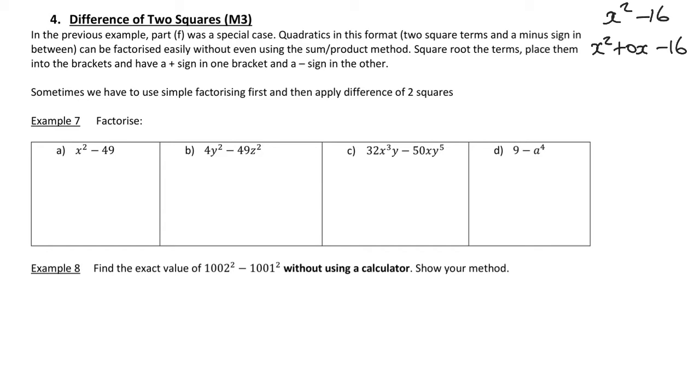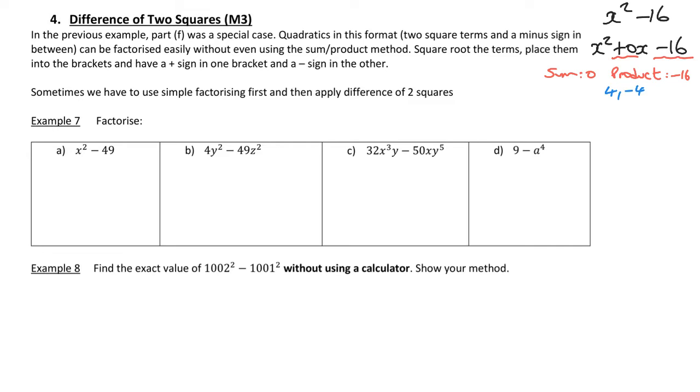And then using the sum and product method, so the sum, which is the number of x's that you have, was 0. And the product is the number term, so that was your minus 16. We're looking for two numbers that multiply together to give minus 16 and add together to give 0, and they were 4 and minus 4.